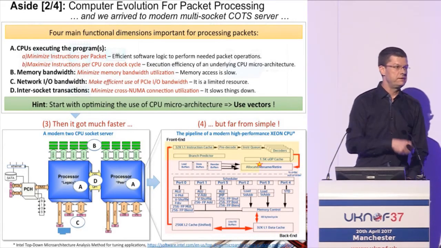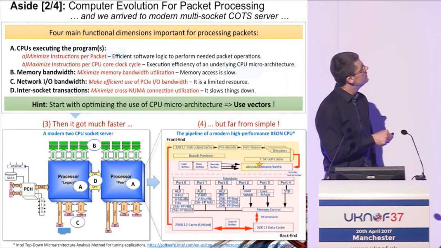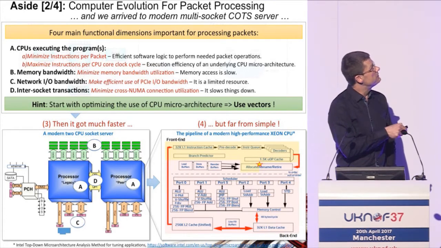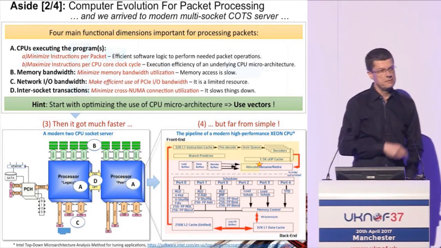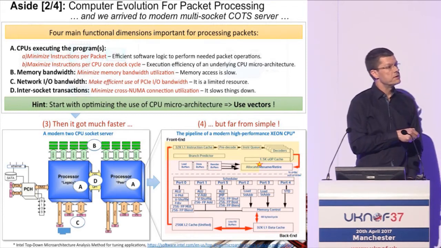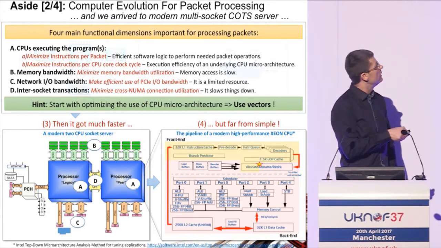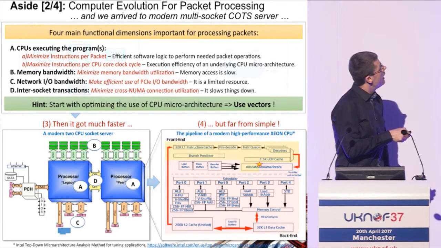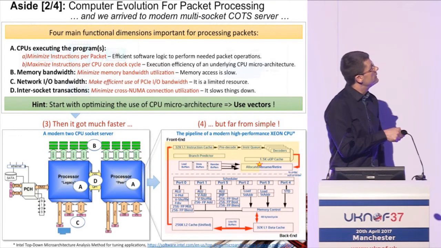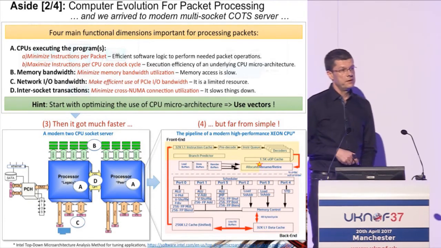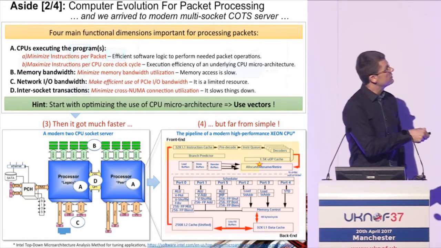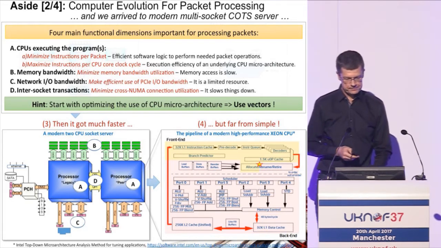So what's important for processing packets? Working with Intel in FDIO, we identified 4 things. CPUs need to be fast in executing packets, so minimize the number of instructions per packet and maximize instructions per cycle for parallel execution. Memory bandwidth: well, memory is slow, so we need to make good and efficient use of that. Ideally, avoid checking memory per packet. Network I/O: clearly make sure that we leverage the full capability of I/O per CPU. And then inter-socket transactions across NUMA, just avoid them.